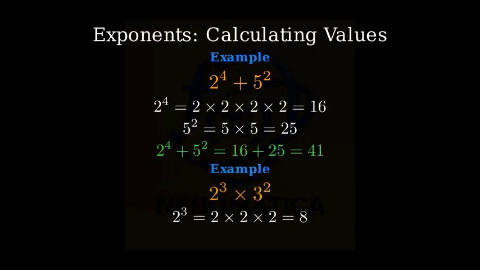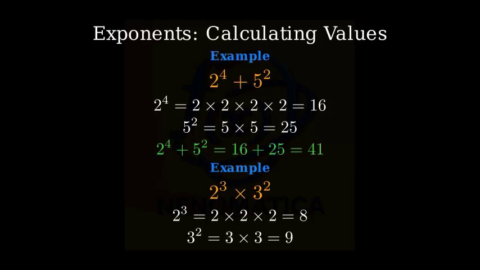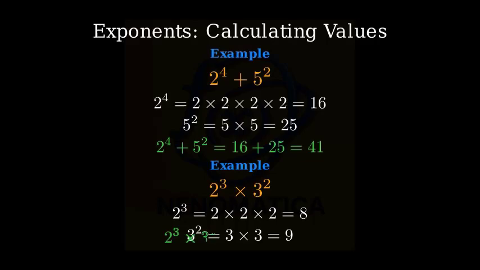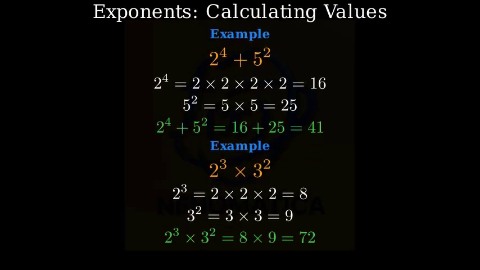Let's calculate 2 cubed first. 2 to the power of 3 means 2 multiplied by itself 3 times. Next, let's calculate 3 squared, which means 3 multiplied by itself twice. Now, we multiply the results. 8 times 9 equals 72.